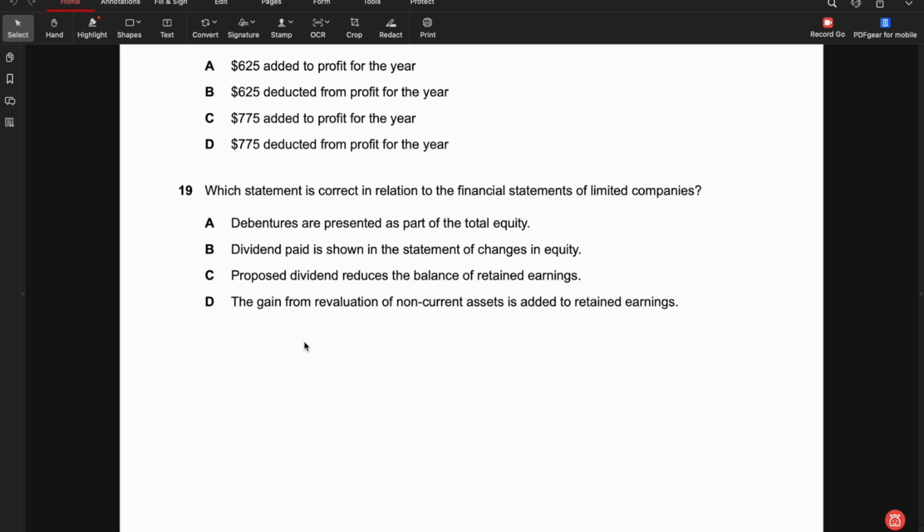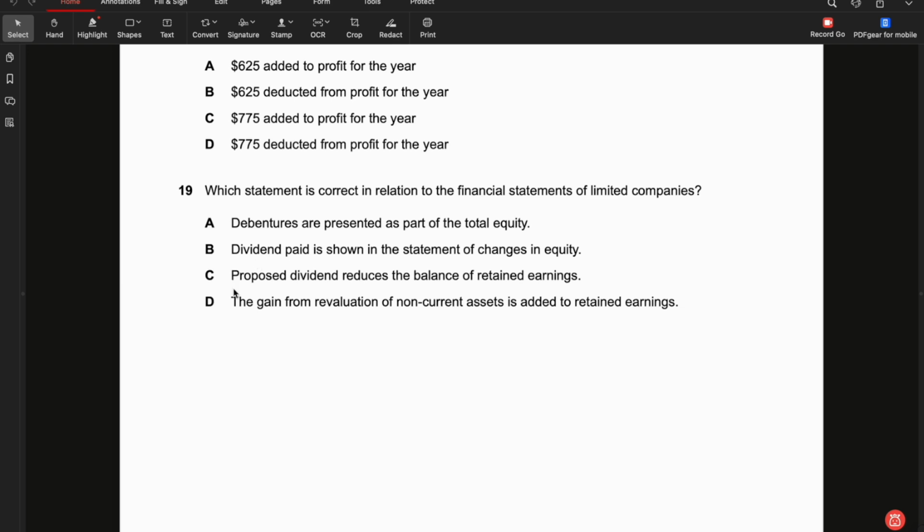19. Which statement is correct in relation to the financial statement of limited company? Number A, debentures are presented as a part of total equity. Debenture is a loan and not equity, so it is a long-term liability. Then dividend paid is shown in the statement of changes in equity. So when we prepare the statement of changes in equity, all the dividends paid should be subtracted from retained earnings. But if there's a proposed dividend, we will not write that at all.